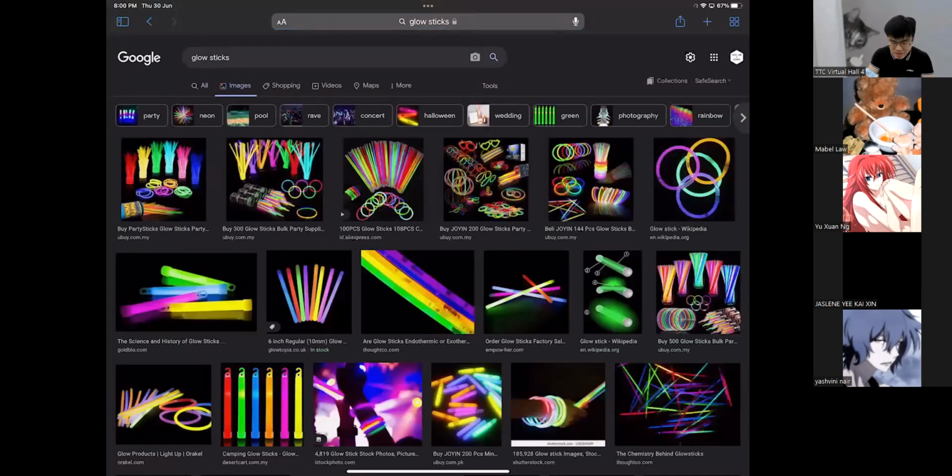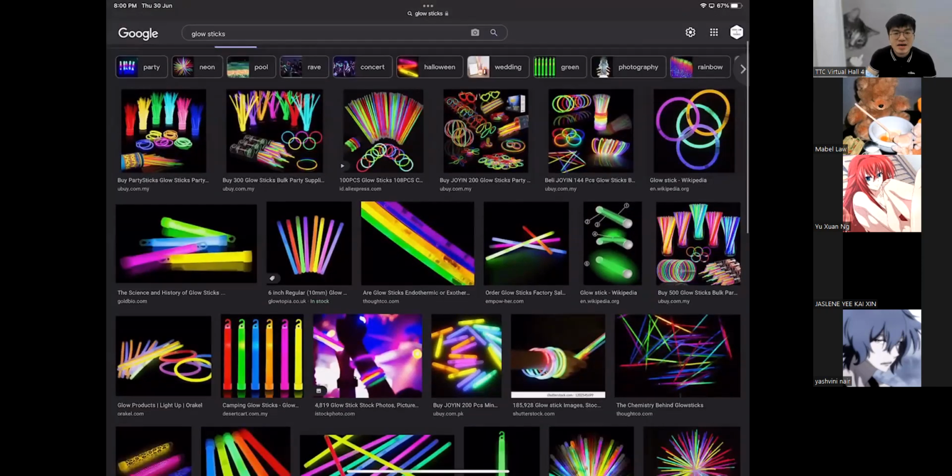You go to a party, they will have this thing. It's exothermic, they release heat. When you touch it, it feels a bit hot. Glow sticks, you can use them in concerts, in raves. But the strong ones, they use in diving. Divers will carry a small one with them just in case they run out of light.